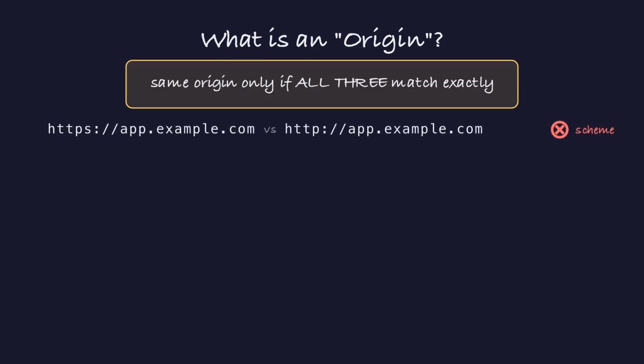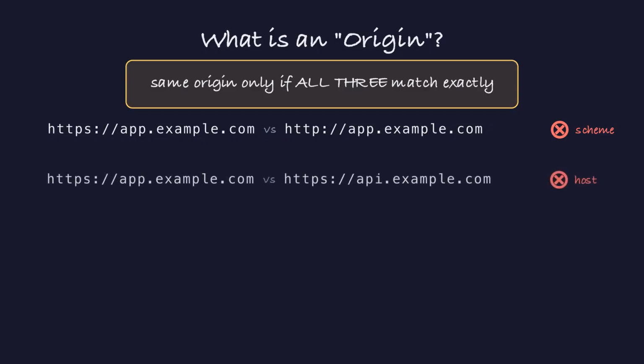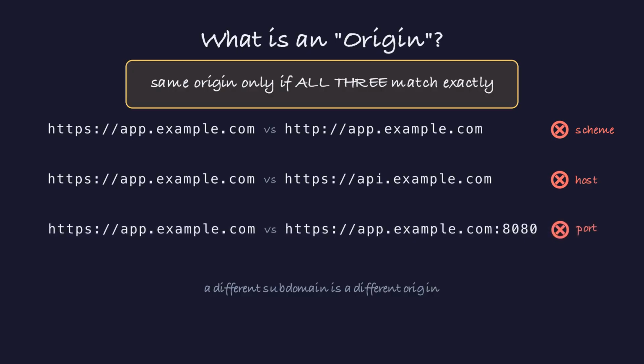HTTPS versus HTTP, different scheme, different origin. app.example.com versus api.example.com, different host, different origin. Even a different subdomain of the same domain counts, and this trips people up constantly. Same host, but port 8080 instead of 443. Different port, different origin. It is why your dev server on port 3000 cannot call your API on port 8000 without CORS.